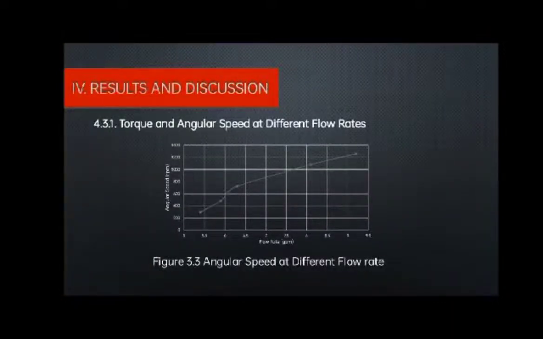Figure 3.3 shows the graphical presentation of the angular speed at different flow rates. As the flow rate of water increases, the angular speed of the turbine also increases. The highest angular speed was obtained at 9.2 gallons per minute with a speed of 1260 rpm. It can be concluded that the relationship of the torque and angular speed of the turbine is that when the angular velocity increases, the torque of the turbine decreases.